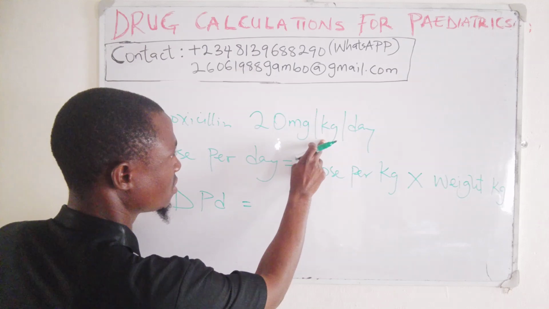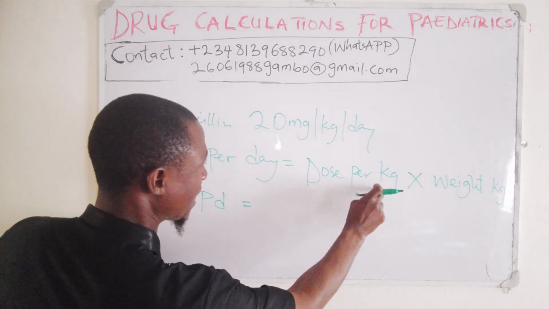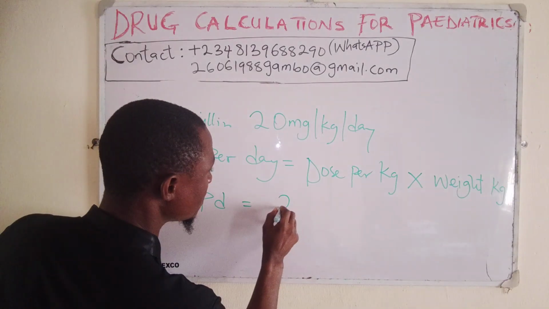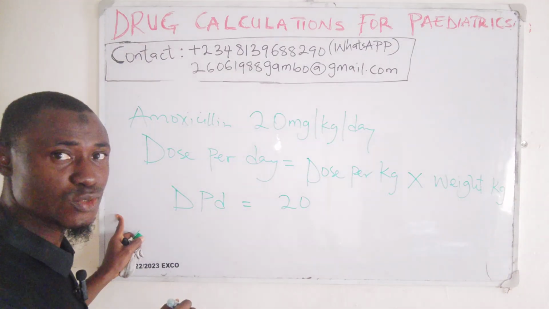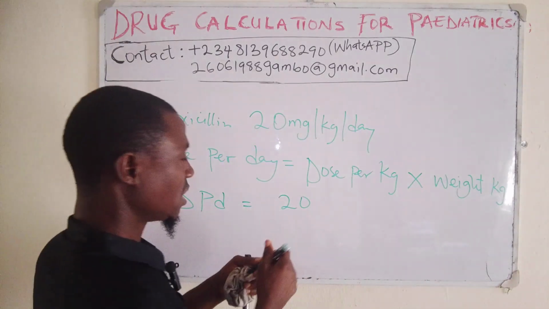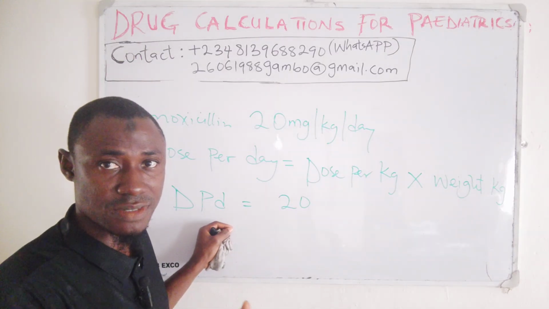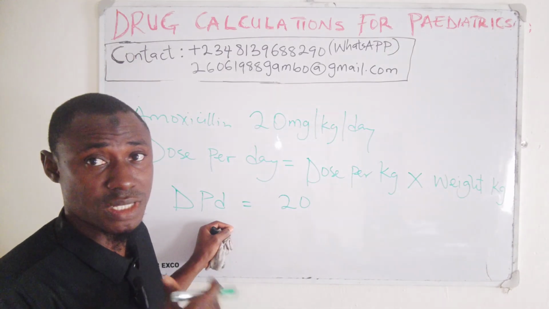20 milligrams per what? Per kg. So this 20 milligram stands in for dose per kg. So dose per kg is now 20. Then multiply by the weight. Now, the weight of the child is not given here, right? It's not given because in the procedure, the weight will not be given to you.